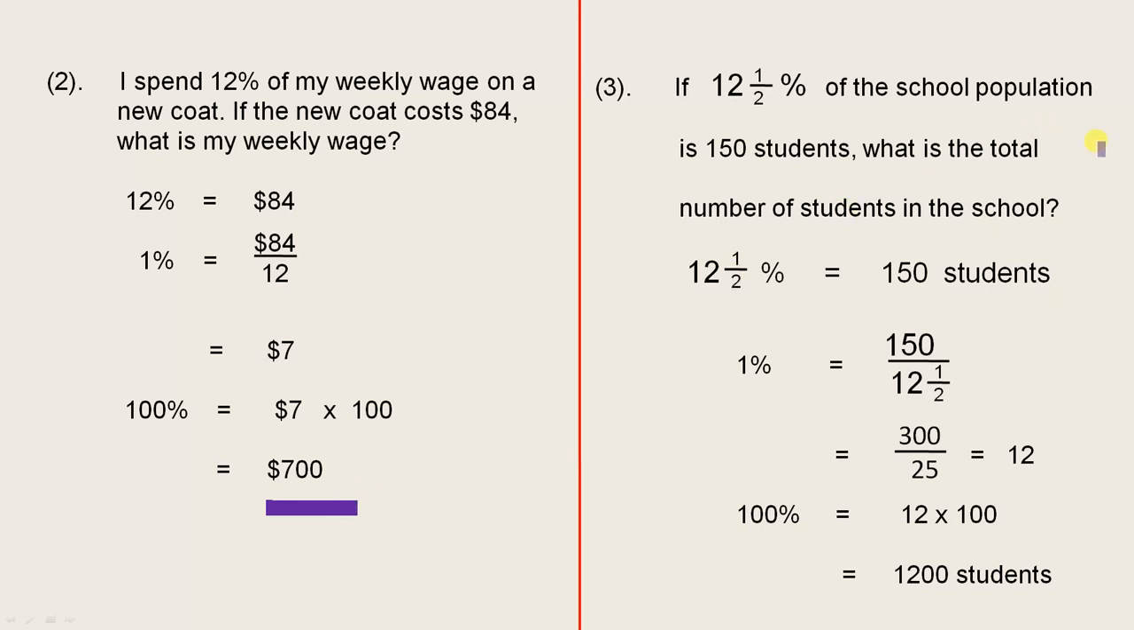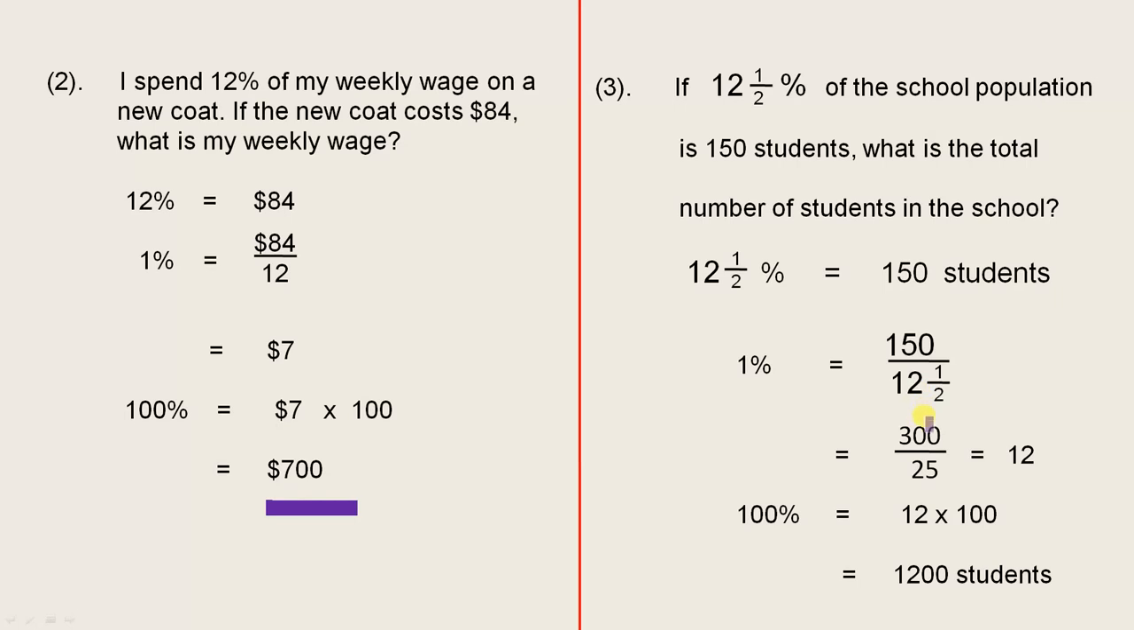Number 3. If 12.5% of the school population is 150 students, what is the total number of students in the school? So writing it in the simple form, 12.5% equals 150 students. Therefore 1% equals 150 over 12.5. Now whenever you have a fraction either in the numerator or denominator, multiply top and bottom by whatever you need to remove the fraction. So because that's a half, multiply top and bottom by 2.